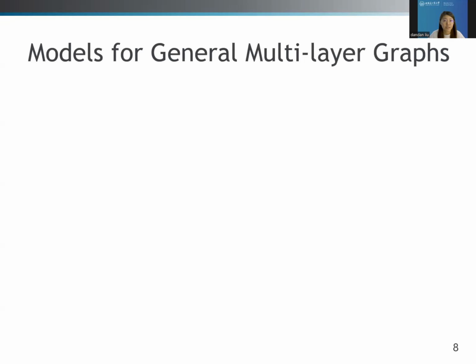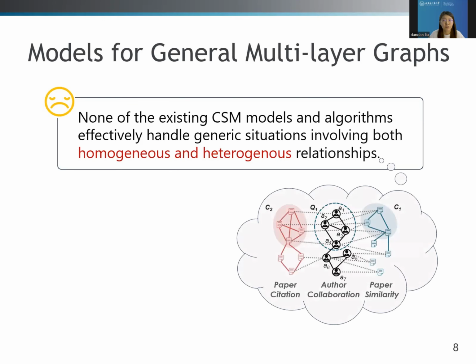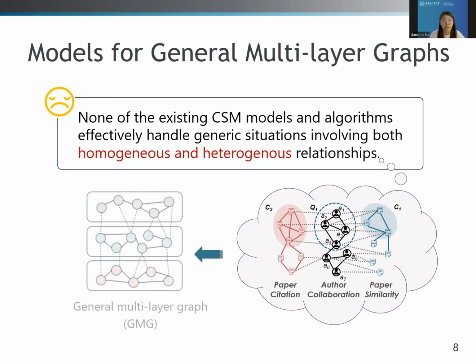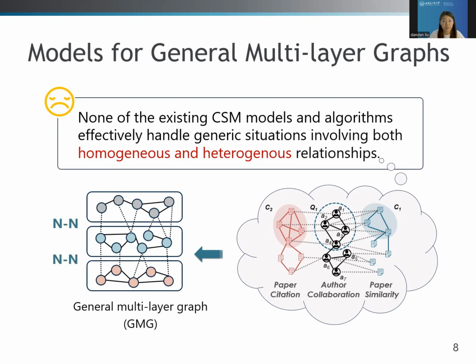Given these limitations, there's currently a lack of cohesive subgraph models and algorithms that can effectively handle situations with both homogeneous and heterogeneous relationships, as seen in our example graph. To address this, we study a more general graph model, which accommodates different vertex types and, most importantly, allows for many-to-many cross-layer mappings. Then we devise new models and algorithms tailored to this general multilayer graph.